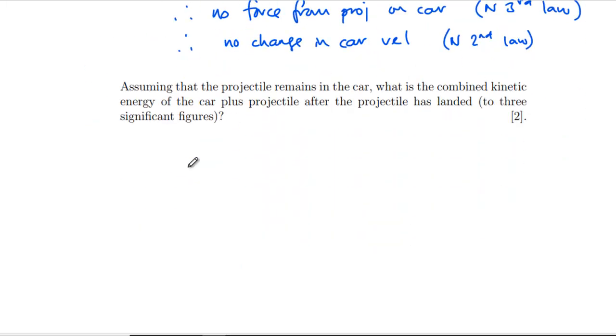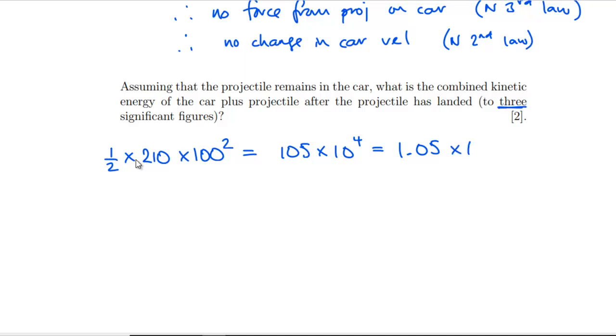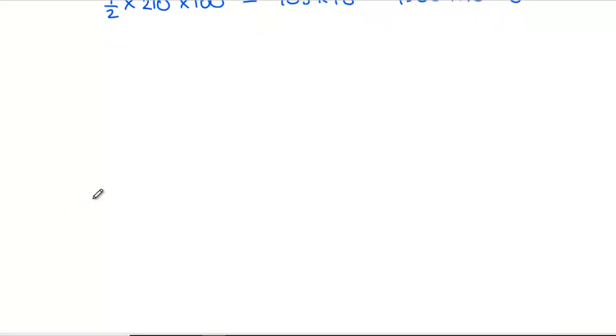Right, okay. Assuming that the projectile remains in the car, what is the combined kinetic energy of the car plus projectile after it's landed? To 3 significant figures. Right, so half mv squared, so a half times, so it was 200 kilograms plus 10 kilograms, so that's the total mass. It's still moving at 100, so we just need to do that. So that is 105 times 10 to the 4, which equals 1.05 times 10 to the 6 joules. All right, so that's pretty good. And right, that's the end of it. Right, so we're done with that.